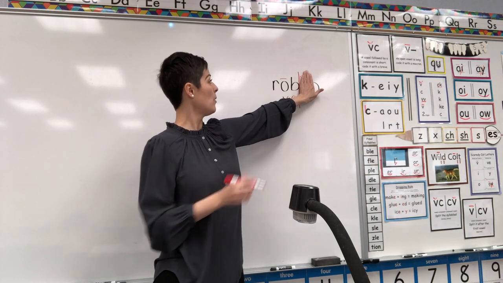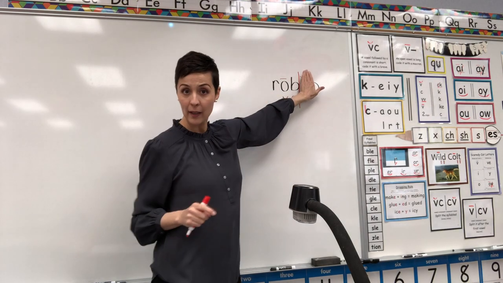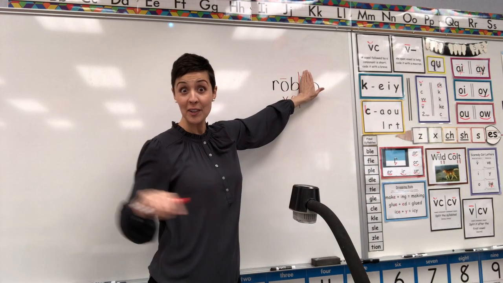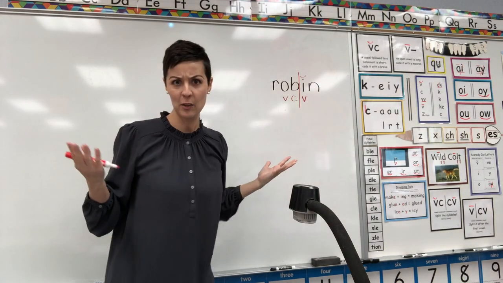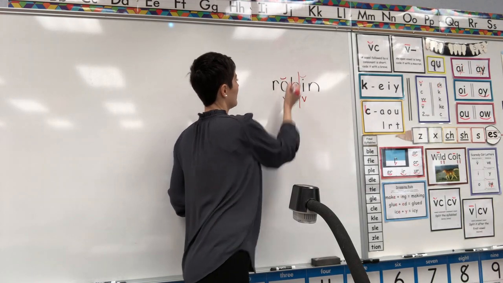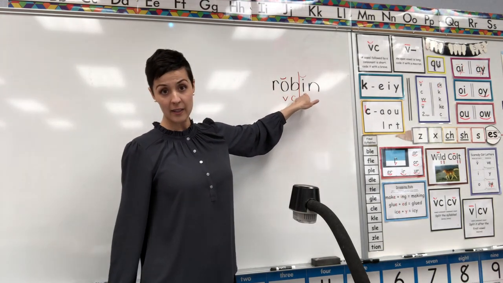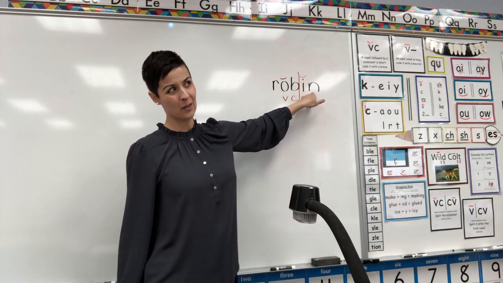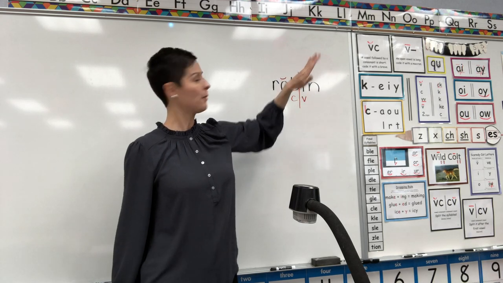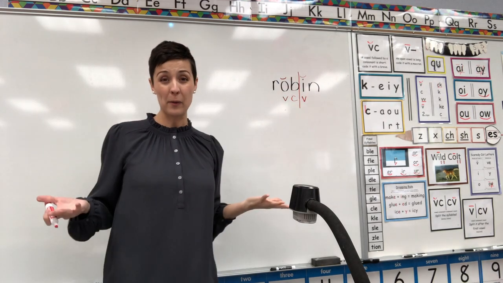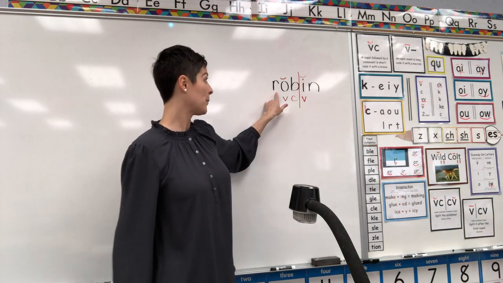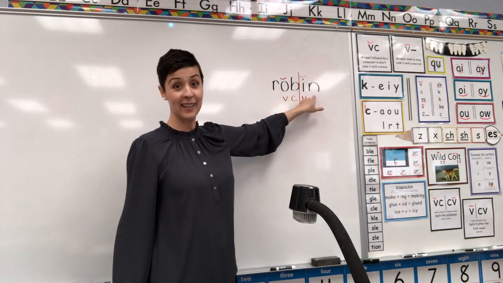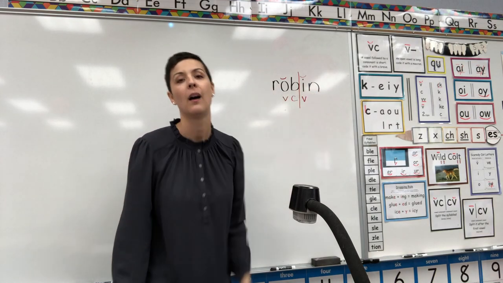Now this O is a vowel followed by a consonant, so it is short. Code it with a breve. We learned that like the second day of school. And of course this vowel I is still followed by consonant N, so it's also short. Code it with a breve. Now, when I read the word, it makes a lot more sense. Watch each syllable, it goes Rob, in, Robin.